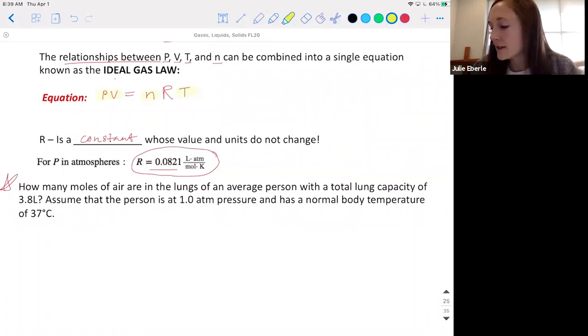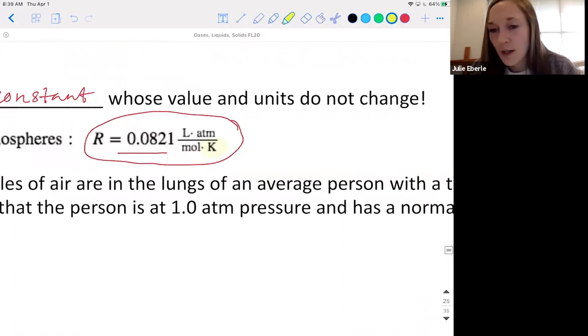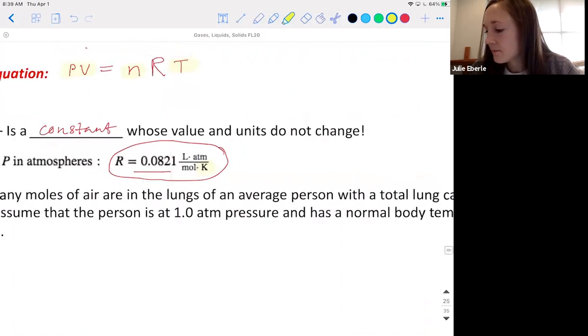Gabby says, always convert Celsius to Kelvin. That's exactly right. Why? Because you have units of Kelvin in your gas law constant. So you always have to make sure temperature is in Kelvin.